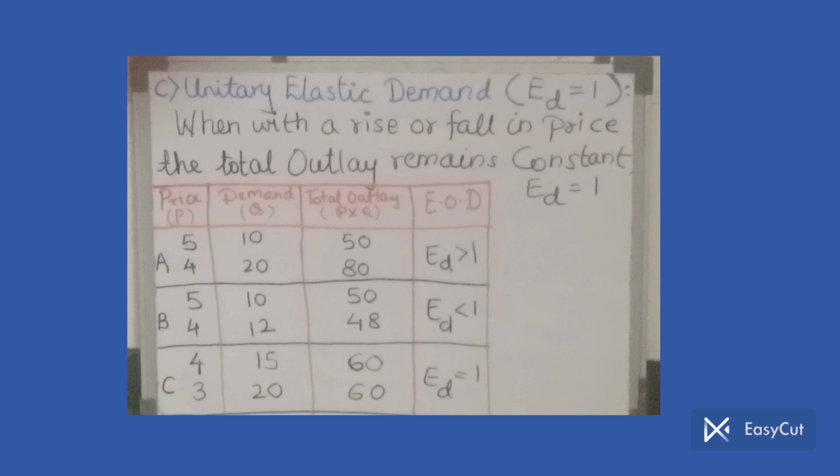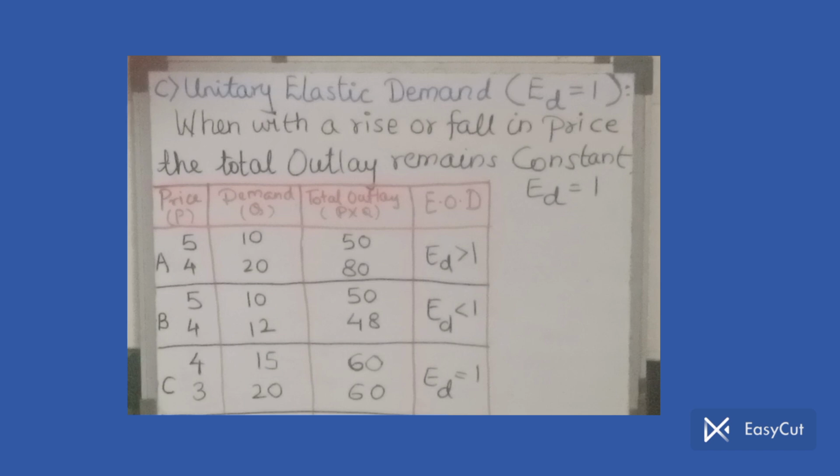And now in example C, that is the last example, price 4 decreases to 3, the demand increases from 15 to 20. So the total outlay ultimately remains constant, because earlier it was 15 into 4, 60. In the next case it is 20 into 3, that is 60. Since the total outlay remains constant, that is the same, ED equal to 1, which is the case of unitary elastic demand. So that's it. These were the three propositions of this total outlay or expenditure method.